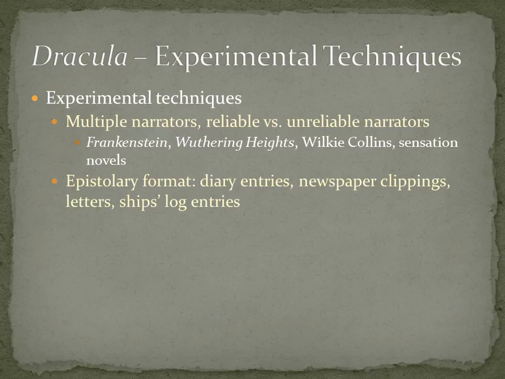You also have newspaper clippings about the events going on. You get letters back and forth between different characters, and even ship's log entries from the ship that crashes on its way to England with Dracula's coffin. So at least 4 different types of text, so to speak, make up this novel. And Wilkie Collins and the sensation novels were known for following this format, naming different types of text people wrote at the time as the sections or chapters from the novel, compiling those.